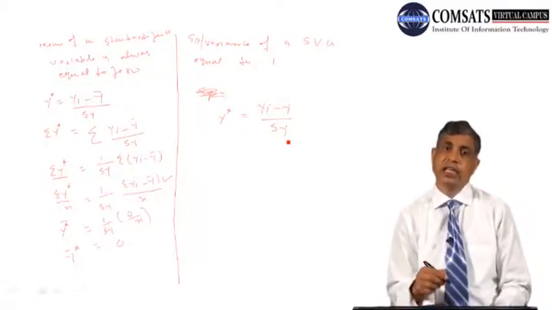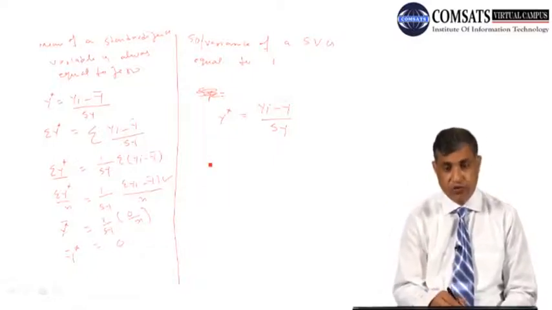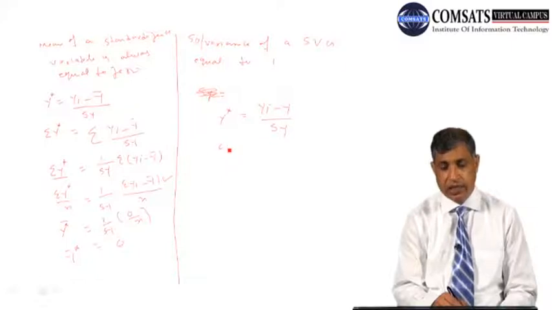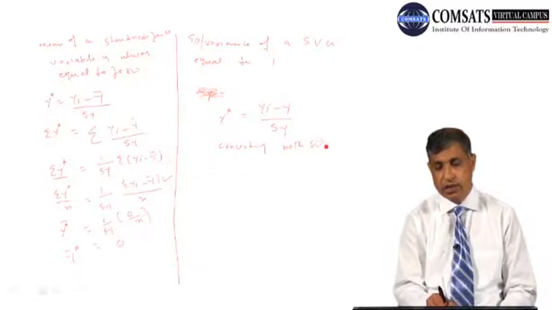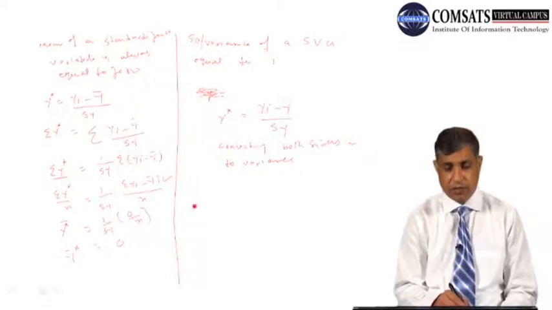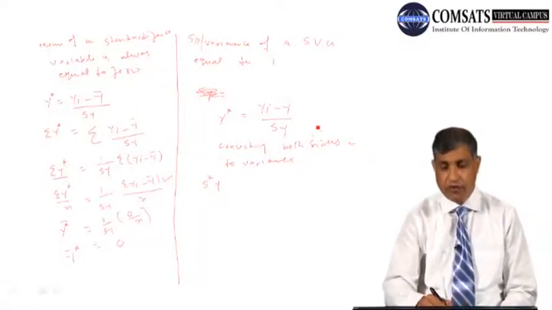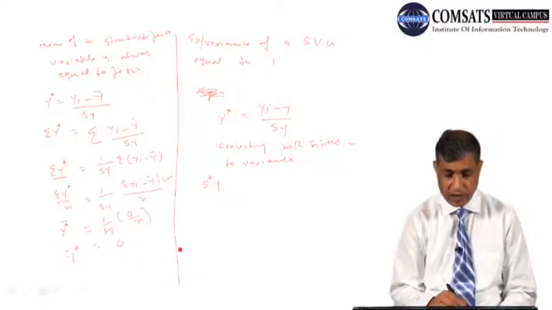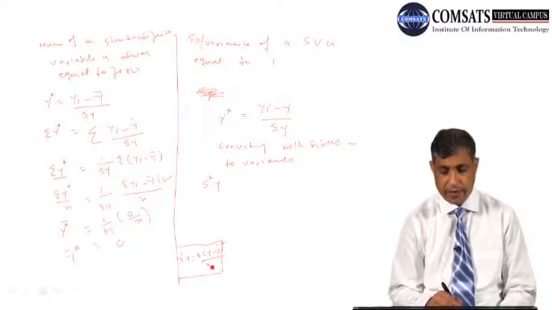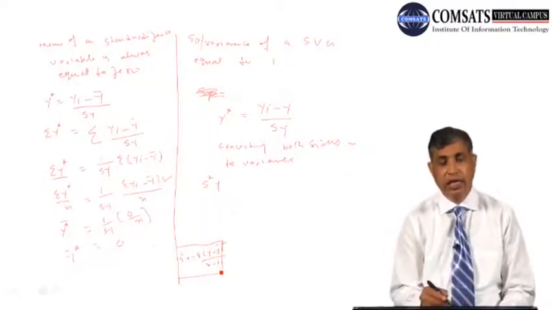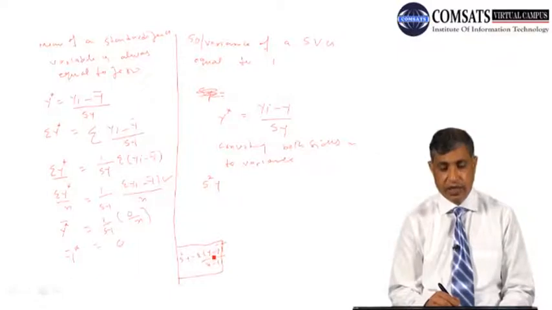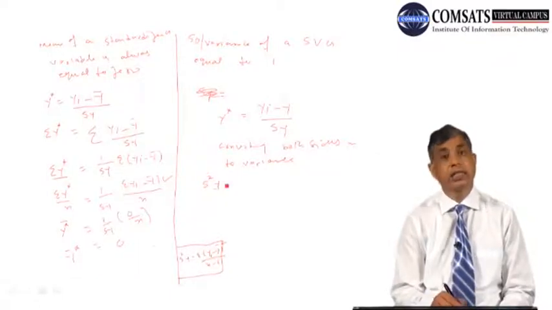So what we say is that we convert both sides into variance. This will become simply s square y. And you know the formula for variance: s square y is equal to summation (y minus y bar) square over n minus 1. So instead of summation (y_i minus y bar) square, we just wrote that this is the variance.